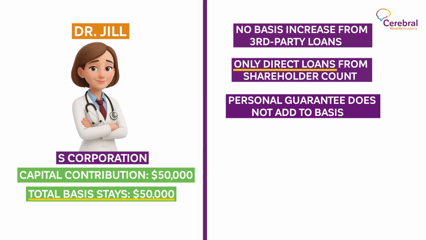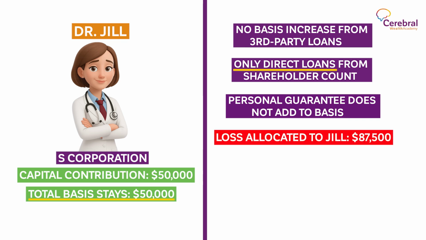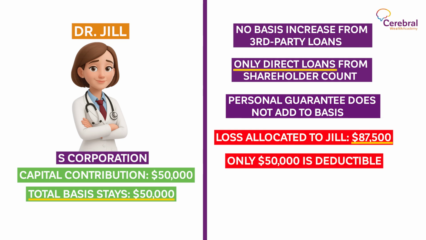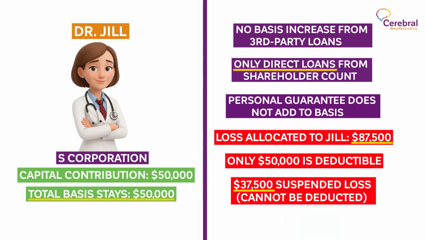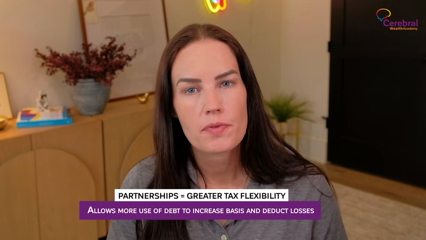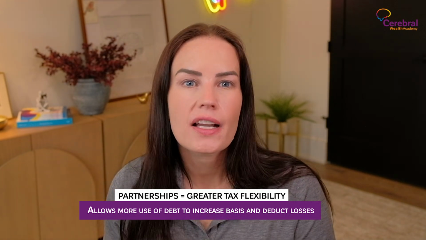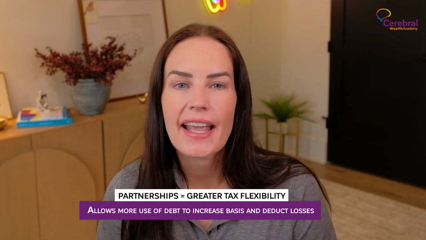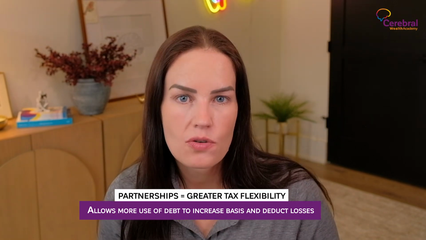Now, when the S Corporation incurs a loss of $175,000 and Jill's share of the loss is 50%, or $87,500, Jill will only be able to deduct $50,000 because $50,000 is her basis. The remaining $37,500 of the loss is suspended and cannot be deducted until Jill either makes an additional contribution or lends money directly to the S Corporation. This example highlights how the partnership provides greater tax flexibility when it comes to using debt to increase basis and deduct losses compared to an S Corporation.